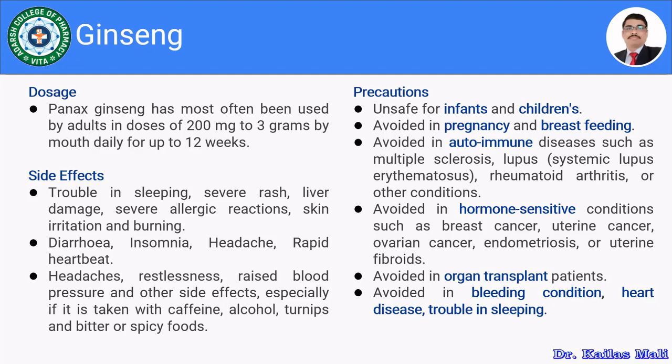Moving towards the precautions, it should not be given to children and infants. It should be avoided in pregnancy and breastfeeding. It should be avoided in autoimmune diseases. Furthermore, it should be avoided in hormone sensitive conditions, in organ transplant patients, and in bleeding conditions, heart disease, and trouble in sleeping. In the case of a bleeding condition, there might be chances of the condition getting worse. So these are some of the precautions of ginseng.